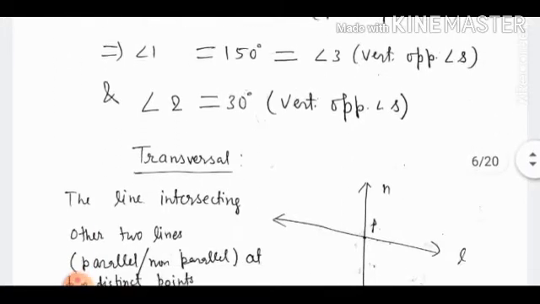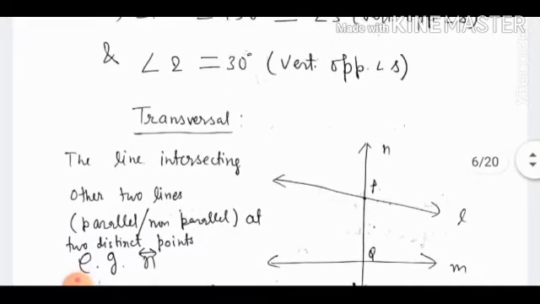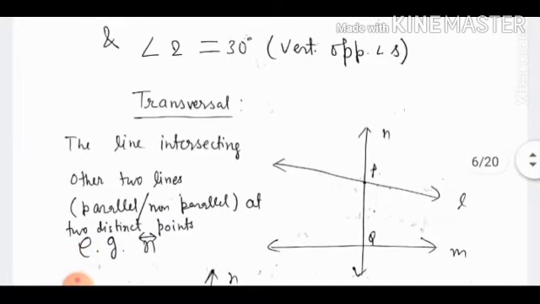Transversal: the line intersecting two other lines, parallel or non-parallel, at two distinct points. Here L and M are two lines which are intersected by a line N. So this line N intersects L and M at distinct points P and Q.